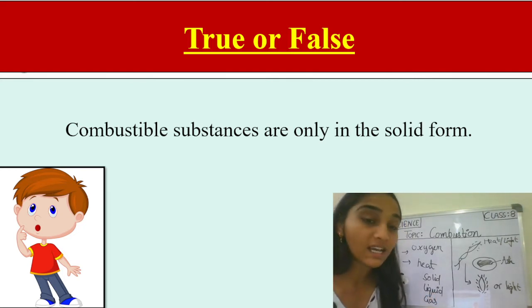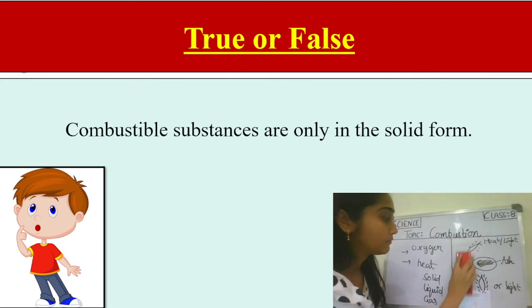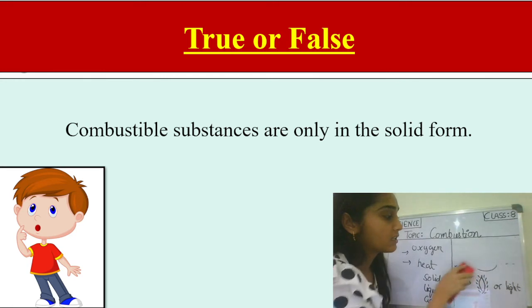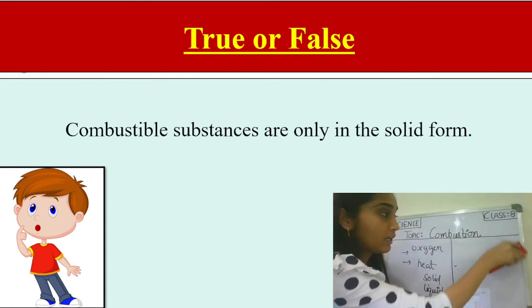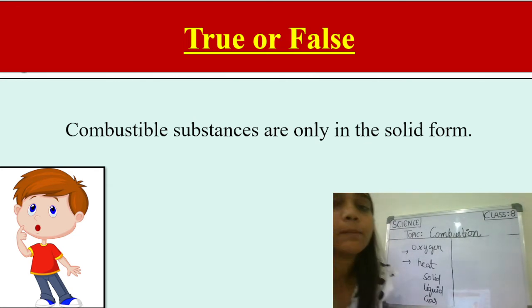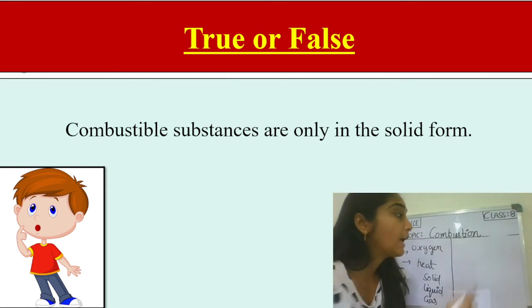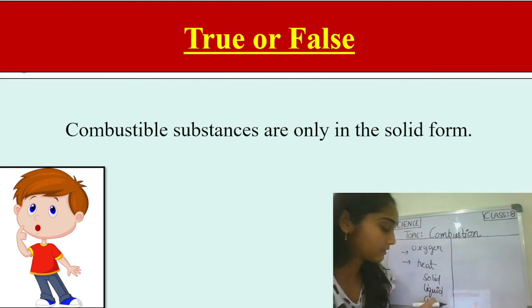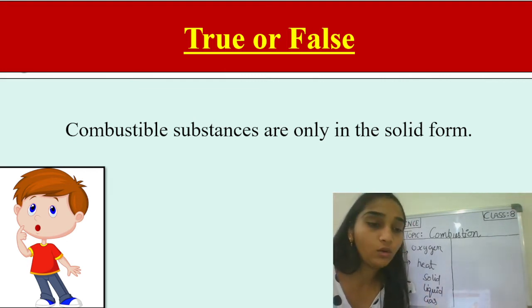And what are a few examples if you have to give? Yes, just now we have discussed that wood is a solid combustible substance, and petrol and diesel are liquid combustible substances, and LPG gas is a gaseous combustible substance. Very good, all of you.